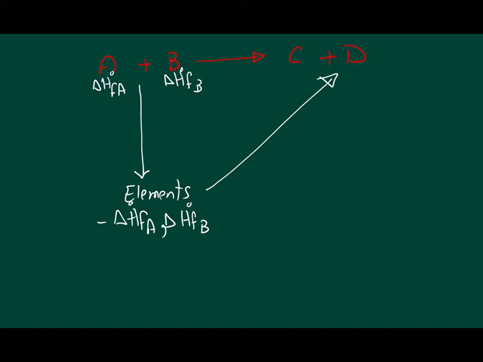So C and D can be produced from a reaction of the two compounds A and B, and also can be produced from the reaction of the elements that were in A and B. Here I have the enthalpy of formation of the reaction. According to Hess, delta H shouldn't be different if you go by route 1 or by route 2.